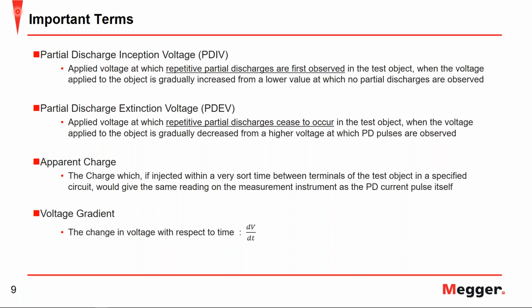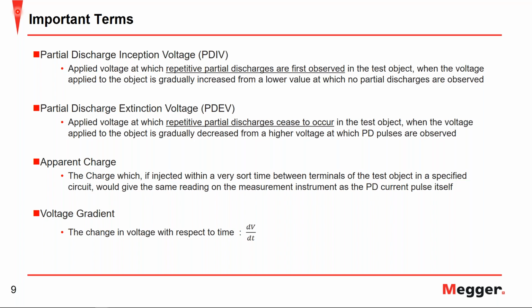Next is apparent charge. We may have heard this a lot. This is your picocoulomb measurement, and it's essentially the charge that, when injected at the test terminal, gives you the same reading on your measurement instrument that the partial discharge itself would give. What that means is that you're not directly able to measure the partial discharge because it's taking place within your high voltage asset. So we're decoupling it at the terminal, and it gives you that apparent charge, or picocoulomb, sometimes nanocoulomb, measurement.